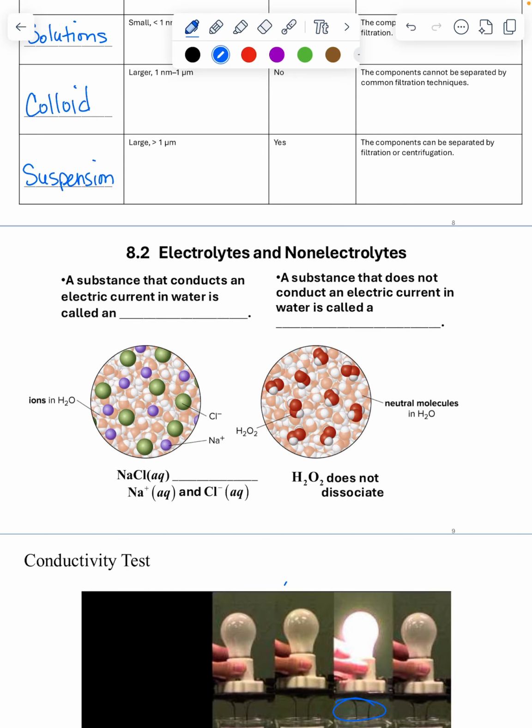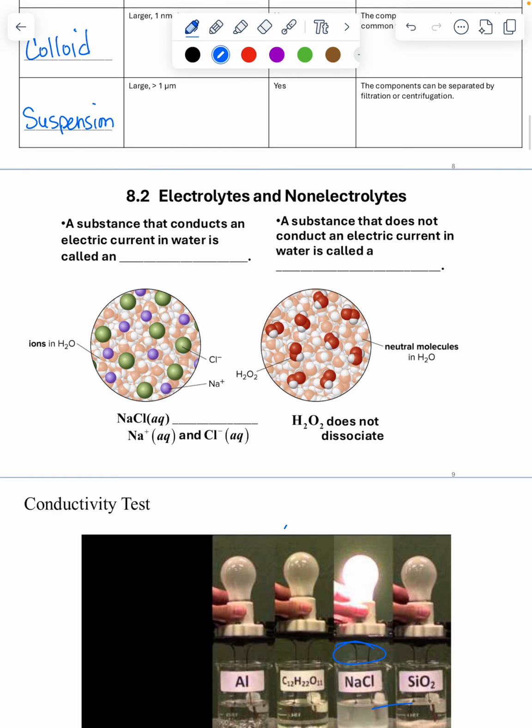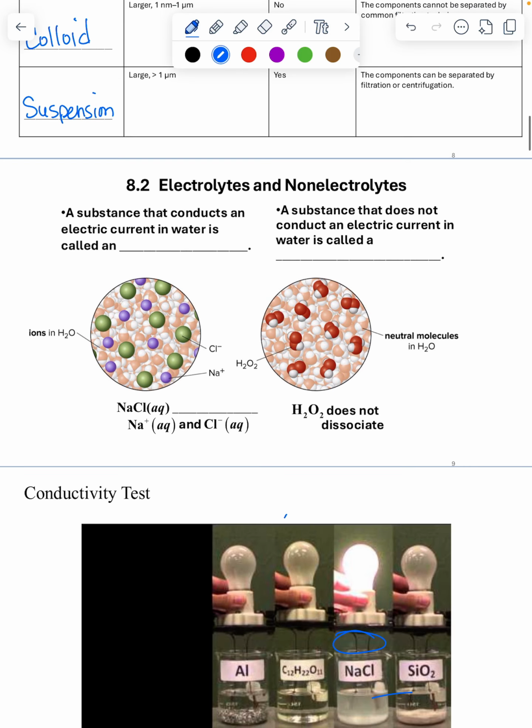All right, our next slide talks about electrolytes and non-electrolytes. And so when we refer to electrolytes, we are referring to a substance that conducts an electrical current in water. That is referred to as an electrolyte. Any substance that can conduct an electric current in water. And so typically those would be ionic compounds like sodium chloride.